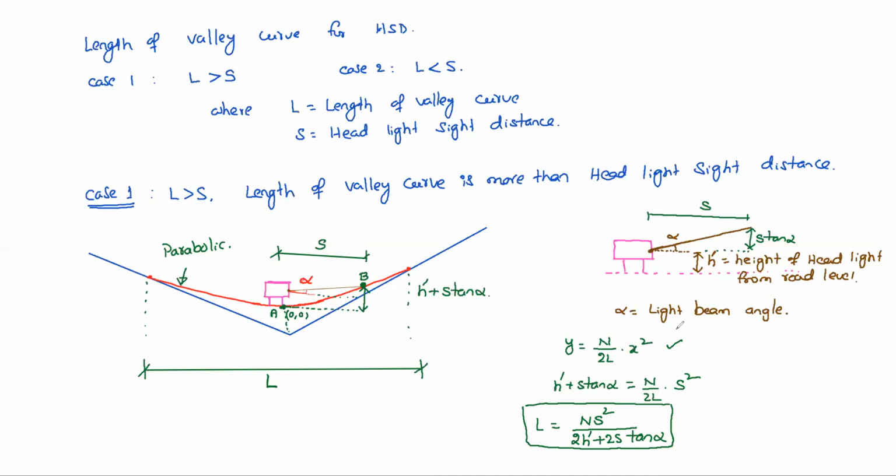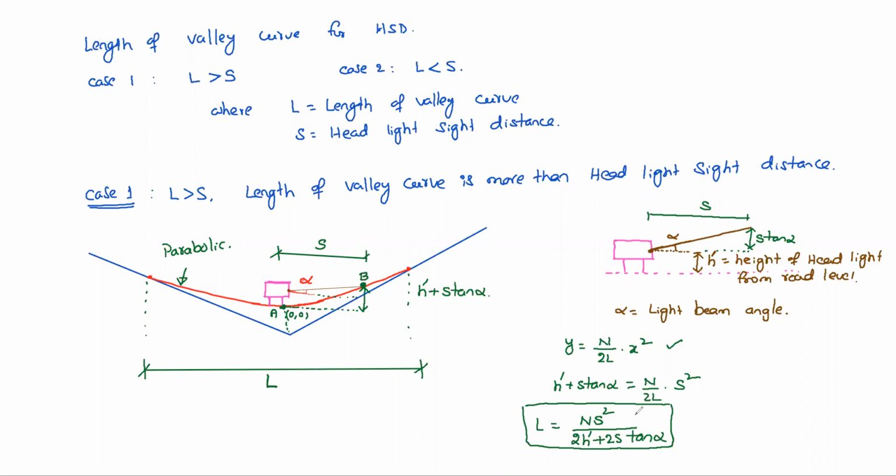So least sight distance will be available whenever the vehicle occupies the lowest point of the curve, that is the central point. Whenever the vehicle occupies that lowest point of the curve, the s will be minimum. For that s minimum condition, we got this L equal to ns square by 2h dash plus 2s tan alpha.